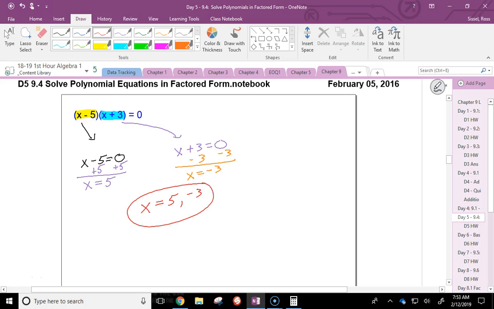Just wondering, is using a comma the only way to write that, or if someone writes like 5 or -3, would that still work? I don't know if you want to use or. I mean, you can put a semicolon between, or you can say and. I don't know if you want to say or, because it is both of them.